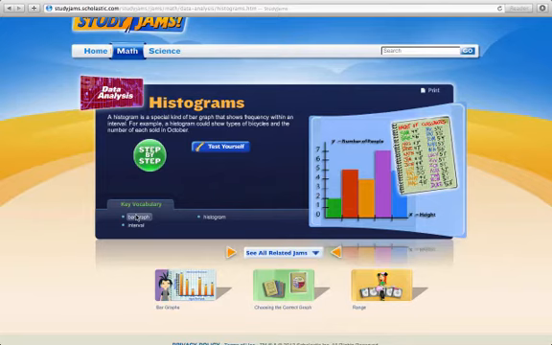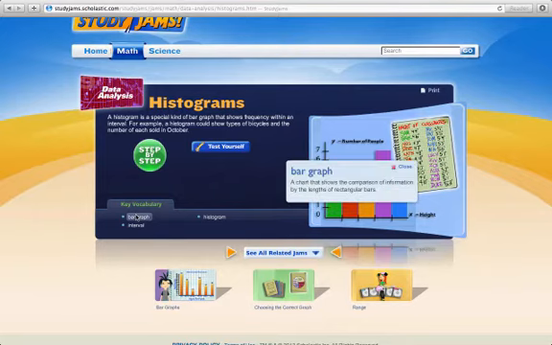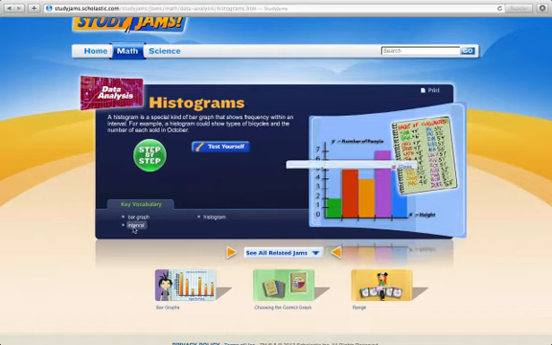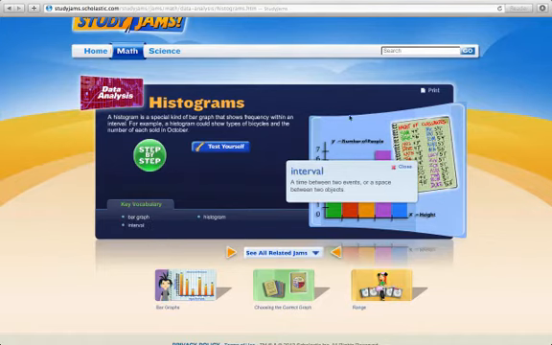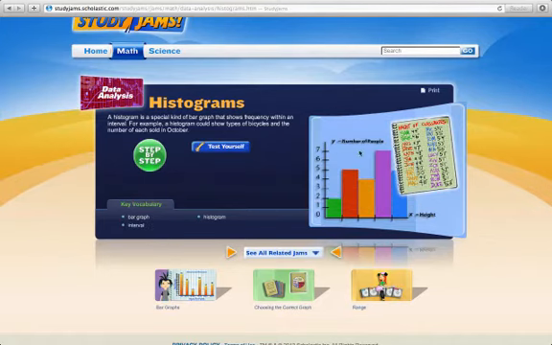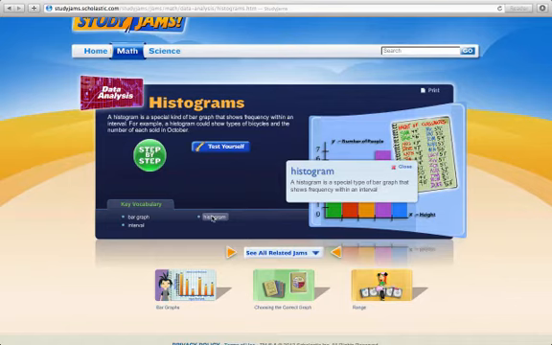Key vocabulary: a bar graph, a chart that shows the comparison of information by the lengths of regular bars. Interval, the time between two events or a space between two objects. Histogram. A histogram is a special type of bar graph that shows frequency within an interval.